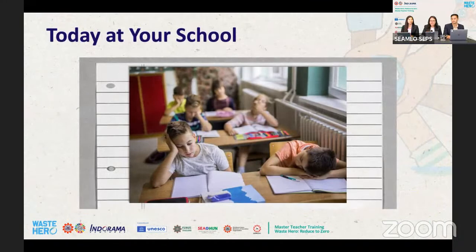I prepared just 1 question for this discussion. Look at the picture. This is today at our school. In Thailand, we have this situation. And how about in Indonesia? What can you see from this picture? Do they feel bored? Are they ignoring? Or is someone paying attention? Or what else? What happened in this picture?